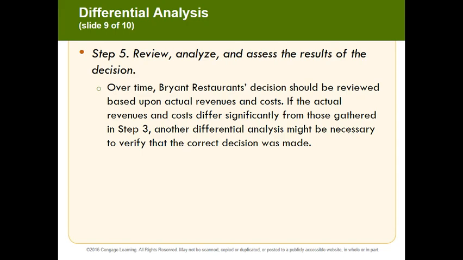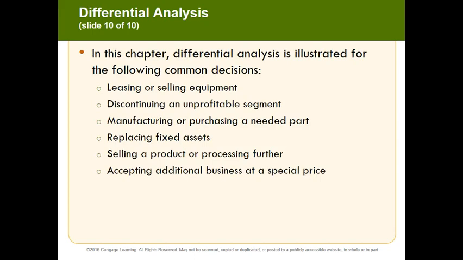Now, as you've read the chapter, we illustrate the differential analysis for some very common decisions: leasing or selling equipment, discontinuing unprofitable segments, manufacturing or purchasing a needed part, replacing a fixed asset, selling a product or processing further, and accepting additional business at a special price. So now that you've seen the basic way that we create the differential analysis, let's talk about some of these different decisions.